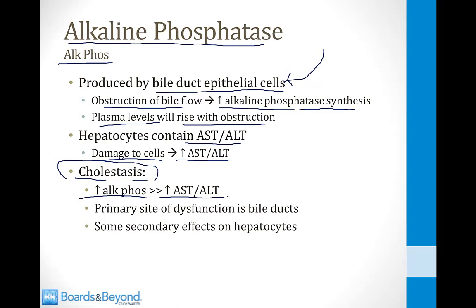This is because the primary site of dysfunction is in the bile ducts. There is some secondary effect on hepatocytes, but it's not as great. Therefore, the rise in AST and ALT is much smaller than the rise in ALK-Phos.